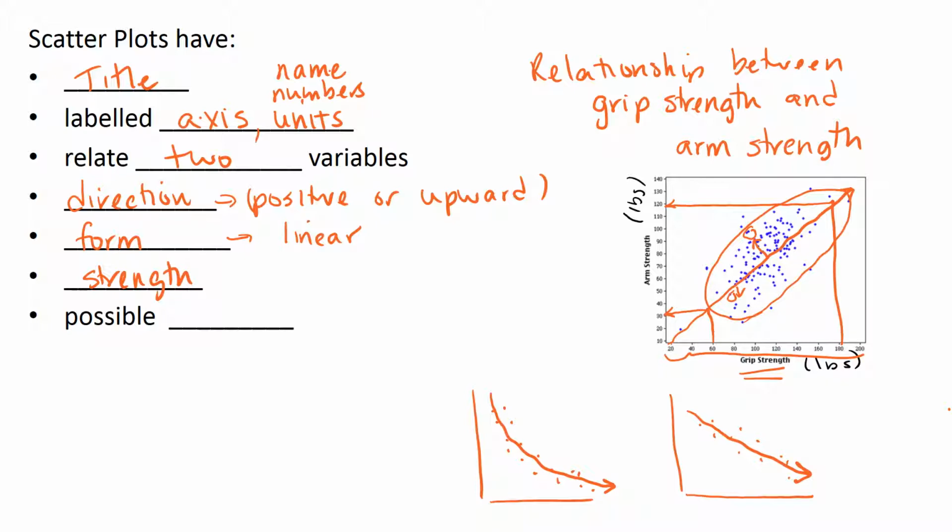The other thing that describes a scatter plot are outliers. These are points that don't fit the trend. And this one is completely outside of the pattern, it looks like, so that can be considered an outlier.